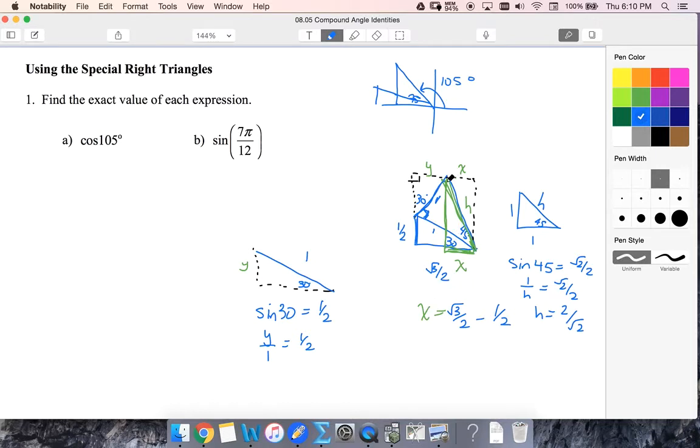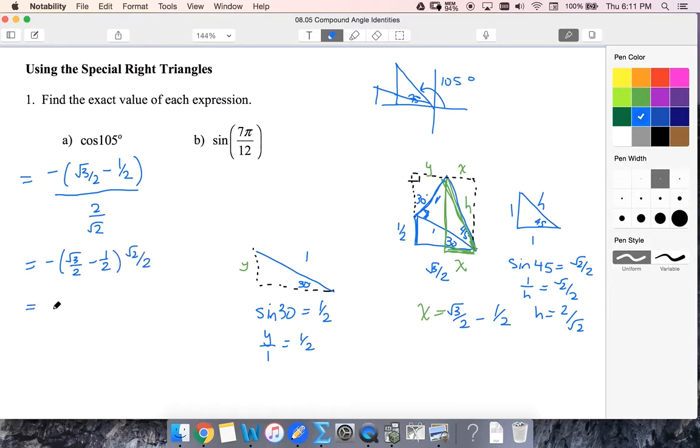All right, so that means that I can figure out now cosine of my angle here. Remember though that this x value is negative because I'm in quadrant 3. So let's do my cosine of 105 exactly. That's going to be adjacent over hypotenuse, so negative of that length, so root 3 over 2 minus 1/2 over my hypotenuse, 2 over root 2. I'm going to simplify, that's negative root 3 over 2 minus 1/2 times root 2 over 2.